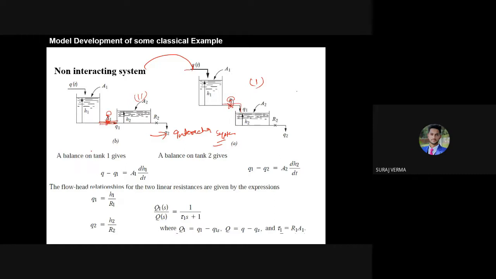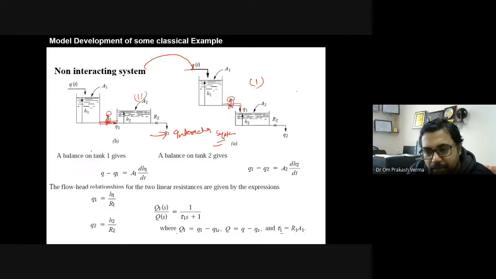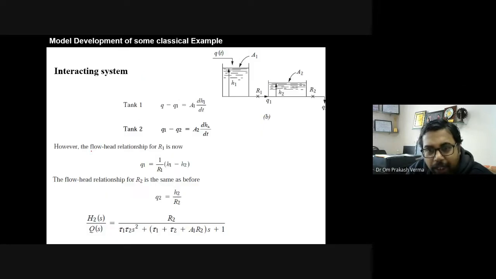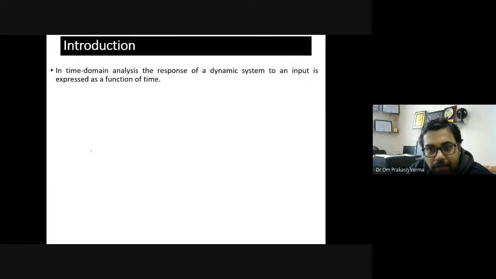This is about observing the response. Okay, fine. When you compare both the response of the system, interacting as well as non-interacting, as we have sketched here, then you can compare the response.